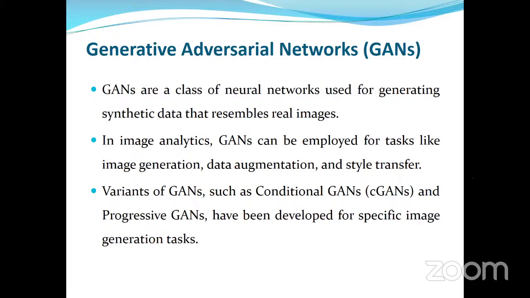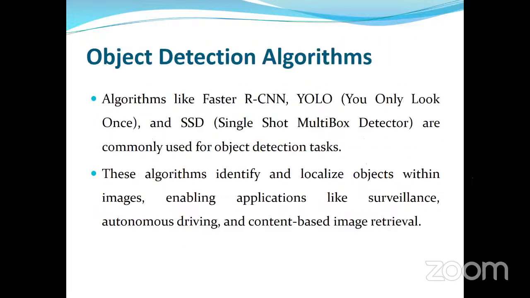So we have conditional GANs and progressive GANs, which can be developed for a specific image generation task. You can input one particular image, and that image can be taken as an input, and with that input, it will generate synthetic data that resembles the real image. This is one of the advantages of generative adversarial networks. Again, it is a generative AI.